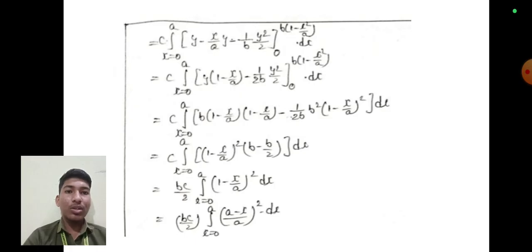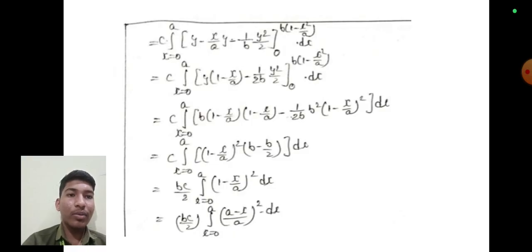C into the integral x from 0 to a, substituting the values: y into 1 minus x by a minus 1 by 2b into y square, from 0 to b into 1 minus x by a, dx.